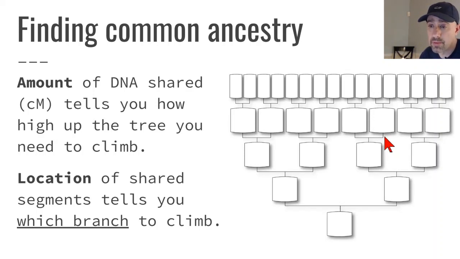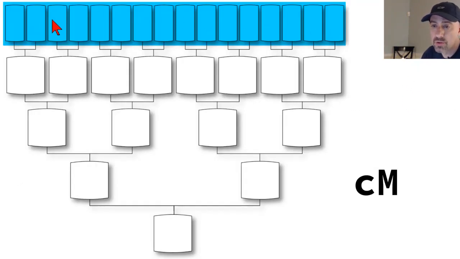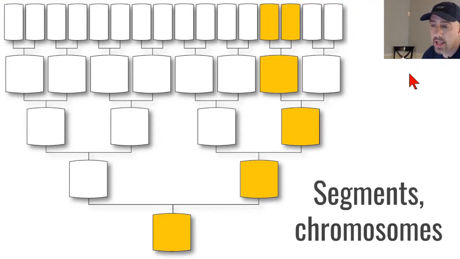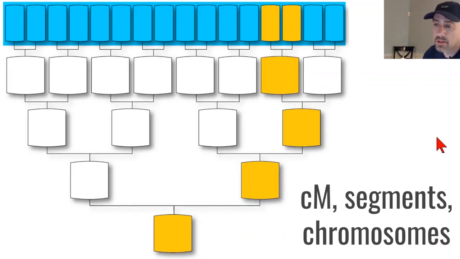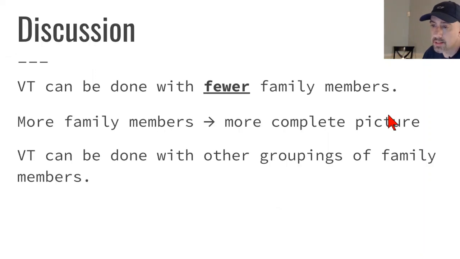So to summarize that previous slide, I would say the amount of DNA shared, total centimorgans, gives you an idea of how high up the tree you need to climb to find the common ancestors, whereas the location of the shared segments tells you which branch you need to climb to get to those shared ancestors. So to visualize that, centimorgan values might have us focusing primarily on this generation, and information about individual shared segments on individual chromosomes might have us focus on this specific line. And when we compare total centimorgan values with segment information and individual chromosome information, we can really focus in very nicely in many cases.